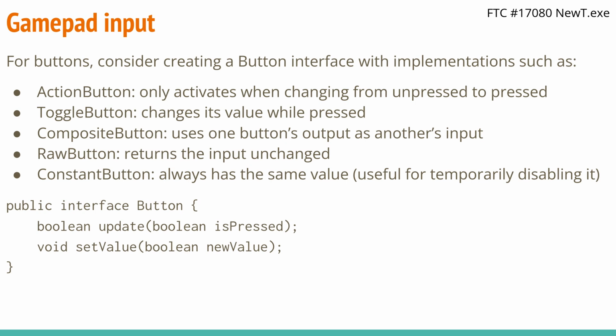And you can also combine that with a toggle, so you can press it once to turn one way and then press it again to turn the other way. You can create a composite of an action button and a toggle button to make that work. You would have a pretty simple interface, updating with a new value, and then you might want to have a way to just override it, because that could be useful.